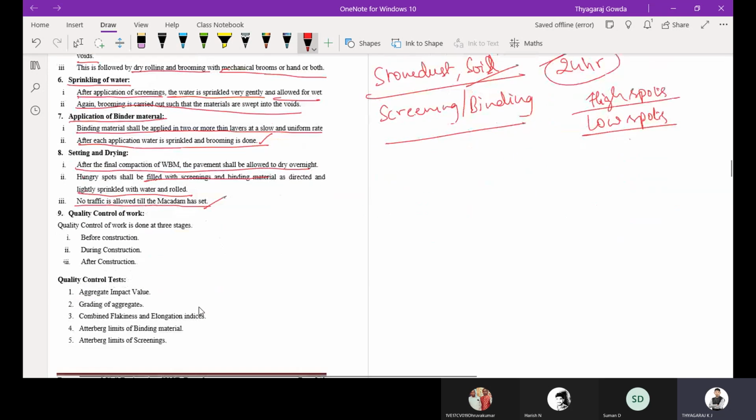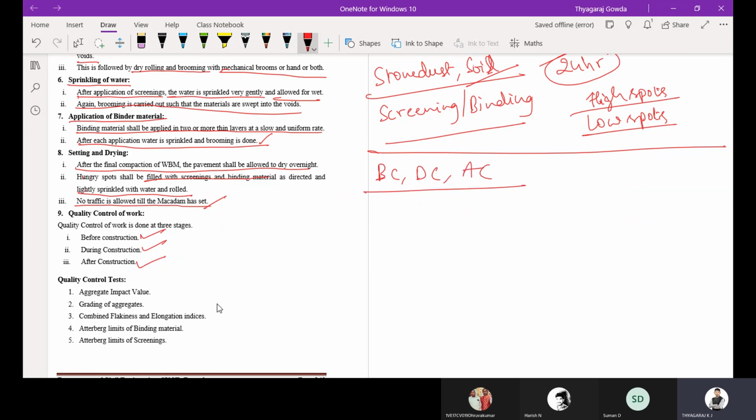Then what are the quality control works? Before construction, during construction, and after construction. This is already known to us. For all the layers, we have to write this. So before construction, during construction and after construction. This is the quality control work, not the quality test.